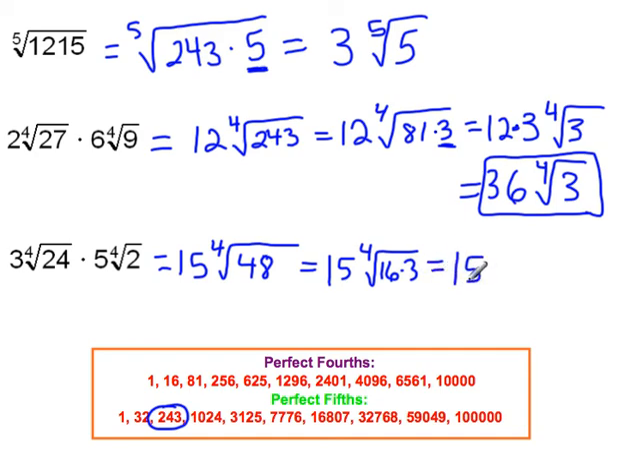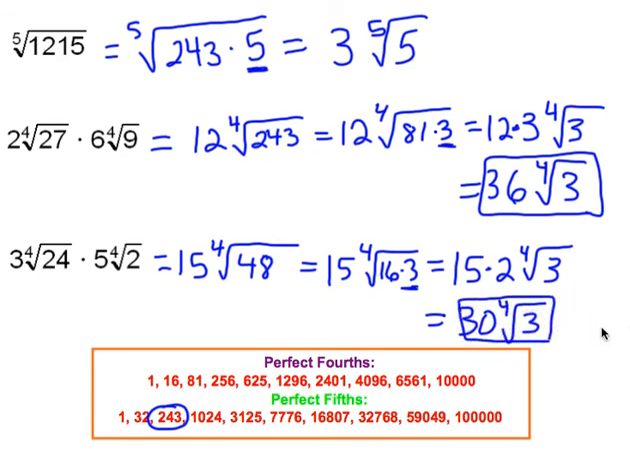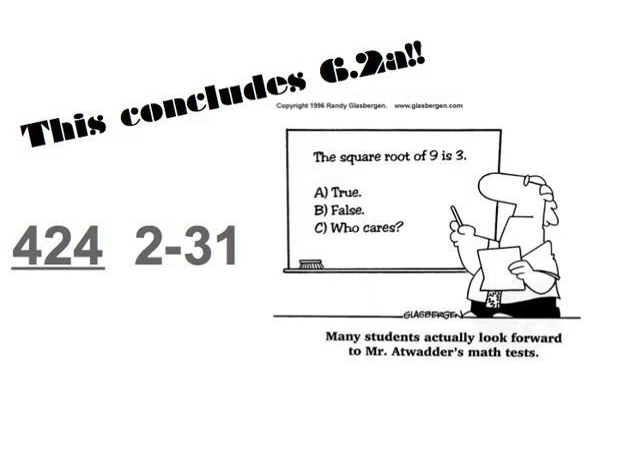So I've got 15 times the fourth root of 16, which is 2. But then I still have this guy left inside, so I'm going to keep that inside the radical, fourth root of 3. And then to put this together, 15 times 2 is 30, and the fourth root of 3 is left. So there's my simplified answer, and that concludes section 6.2, part A.